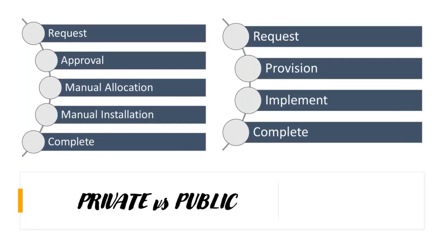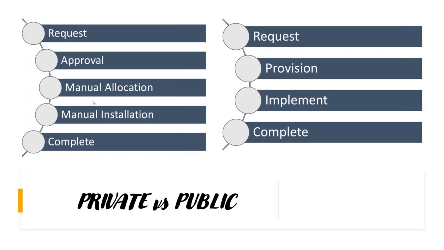Okay, you need to request. First, you need to request. That needs to be approved. You need a manual allocation. Okay, manual installation, and then it is complete, right? So the process, when you go for on-prem: you need to request, it needs to be approved, it needs manual allocation, it needs manual installation, then the request will complete.